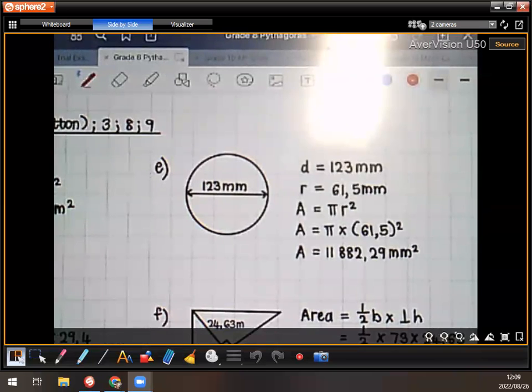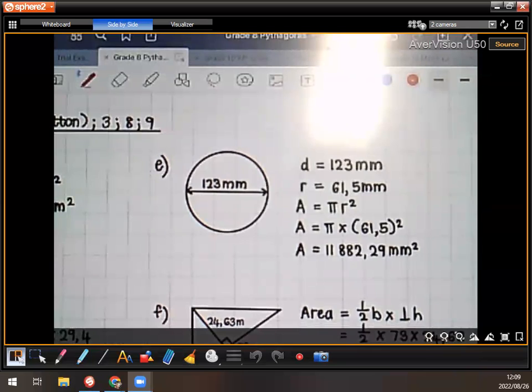All right, we're looking at E. If you missed anything there, you can just come look at the answer at the end. I have it here. So guys, for E, the diameter is 123 millimeters. But for the area formula, we need the radius. So we divide the diameter by 2. That's how I got 61.5. Okay. That's how I got 61.5.